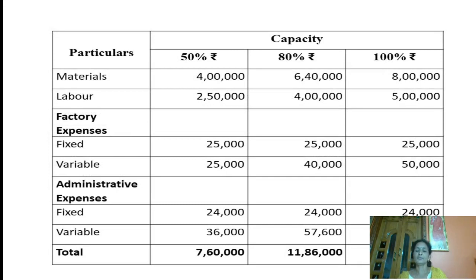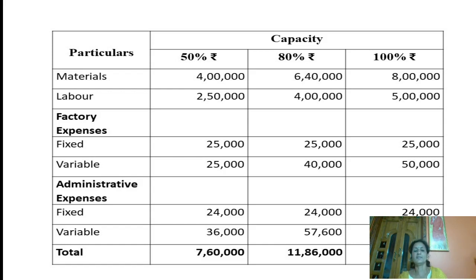So that 24,000, you can take the same for all the levels of capacity, 24,000, 24,000 and 24,000. You can see in this image for fixed, in all the three columns it is the same because it is fixed. Next, balance. So balance 60% is 36,000. So for 50% capacity, you can take balance 36,000 as variable.